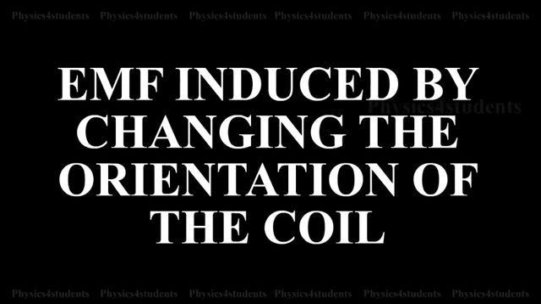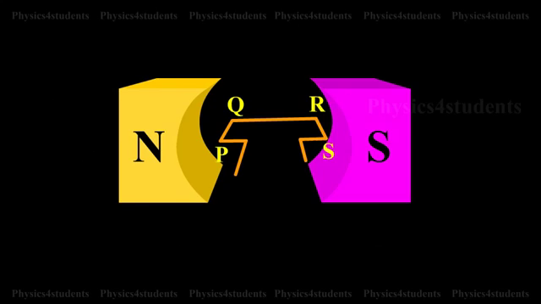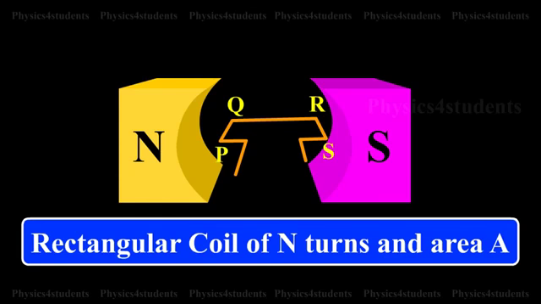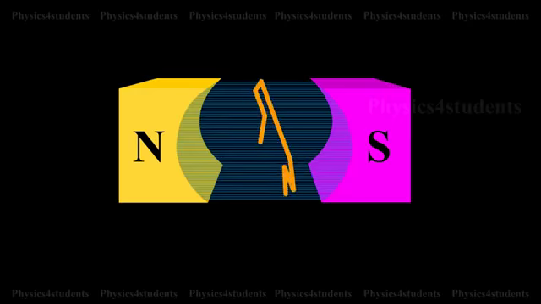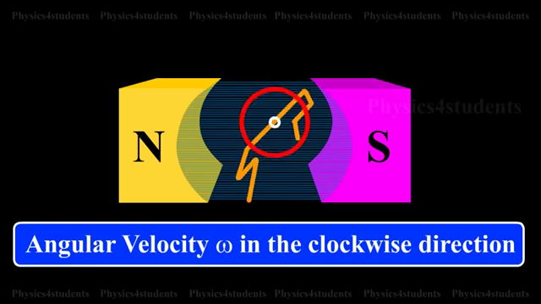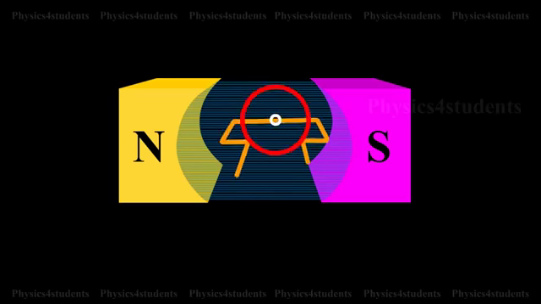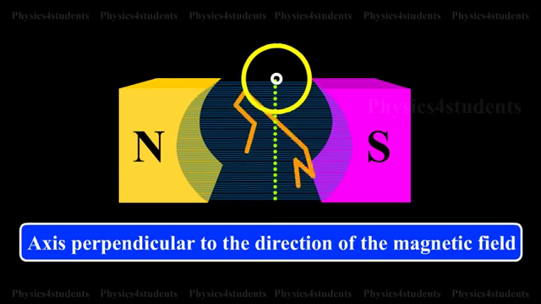EMF induced by changing the orientation of the coil. PQRS is a rectangular coil of N turns and area A placed in a uniform magnetic field B. The coil is rotated with an angular velocity omega in the clockwise direction about an axis perpendicular to the direction of the magnetic field.